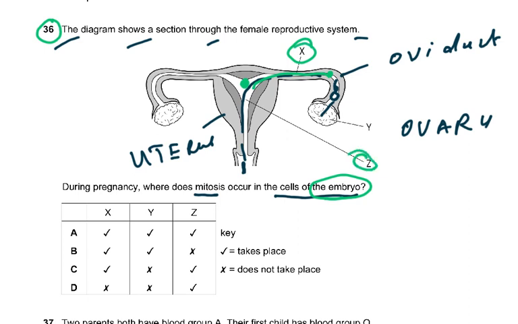But meiosis will take place in the ovaries, and the sperms which have been produced in the testes, that also will be meiosis. So that is why the answer to this is C, because it only happens in X and in Z. X is the oviduct and Z is the uterus.